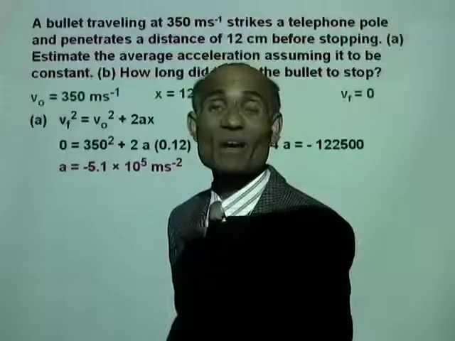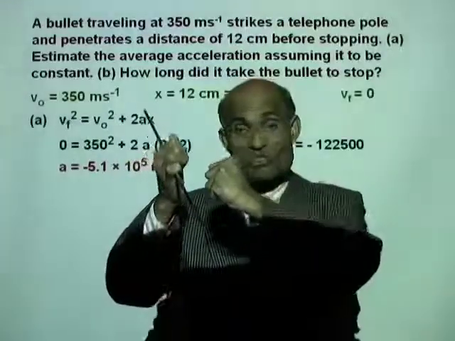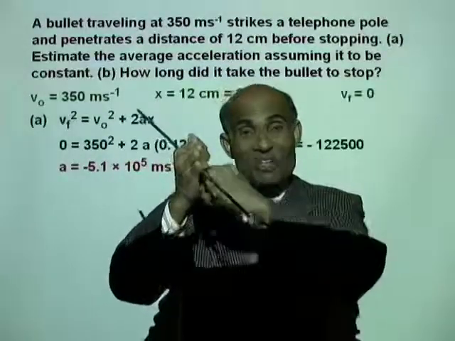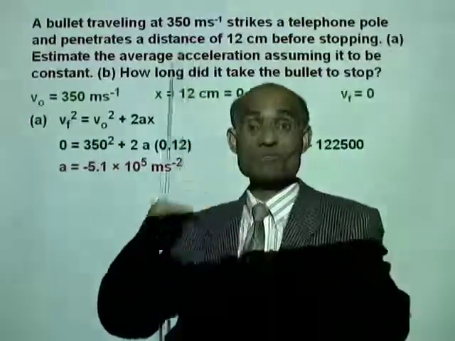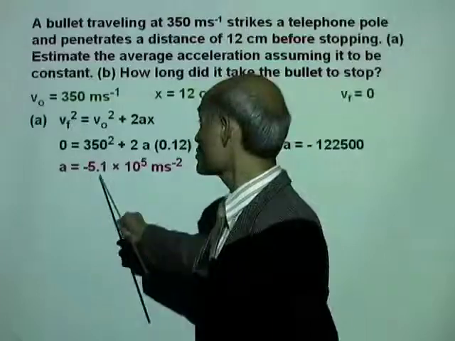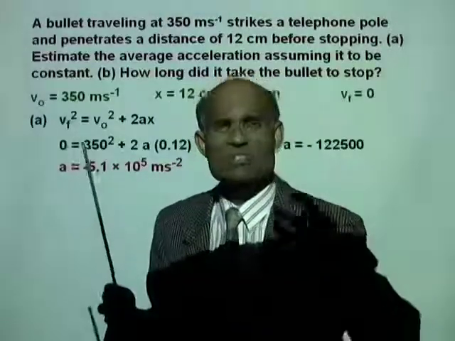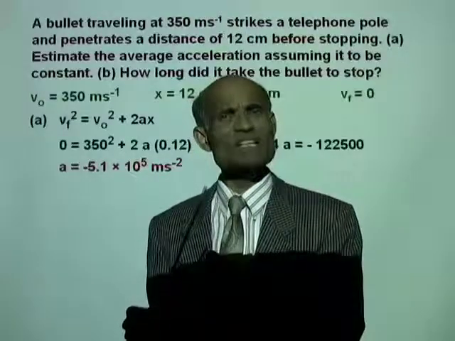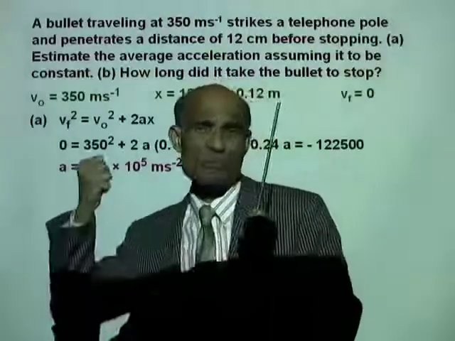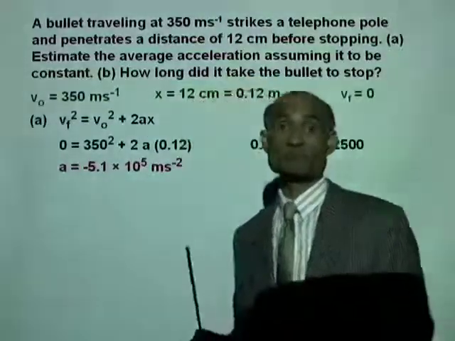per second squared. Why is the acceleration negative? Because the bullet strikes and it is brought to rest. The acceleration is opposite to the velocity. The acceleration is negative. The bullet has a tremendous acceleration, and that is the reason why a bullet can kill, because of the tremendous acceleration it has when it hits.